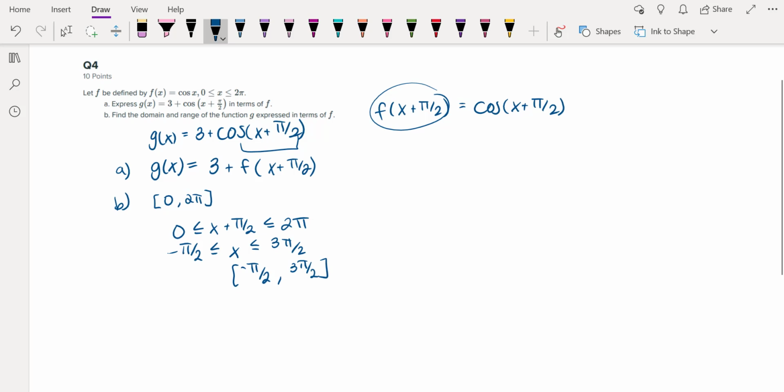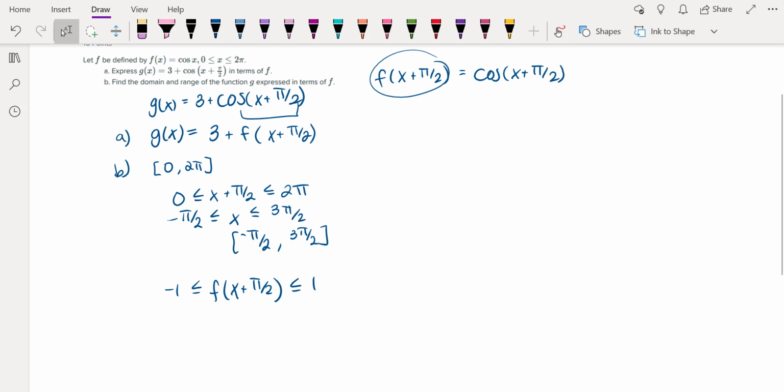Now let's think about my range. My range of f of x is between negative 1 and 1, and that's because it's just our normal cosine function. So we know my range, so my f of x plus pi over 2, that's my output of my function, that's between negative 1 and 1. So we want to think about the range of g. So somehow in this middle section, we want to make that look like g of x.